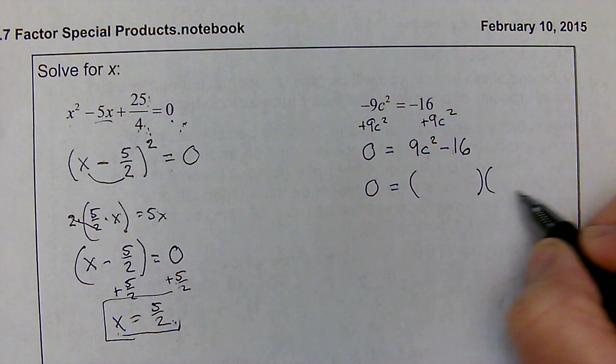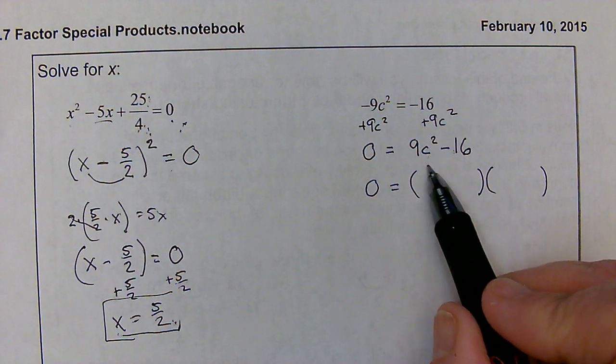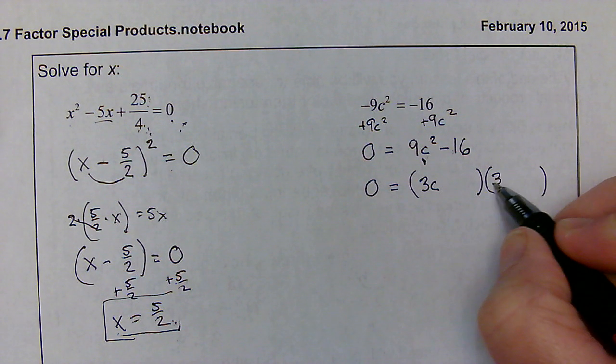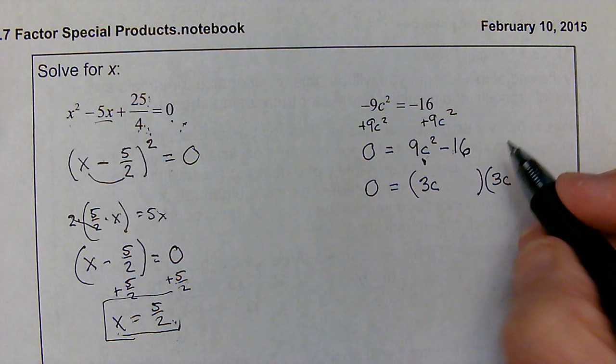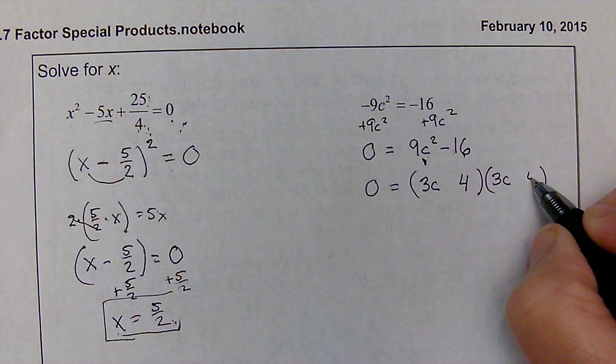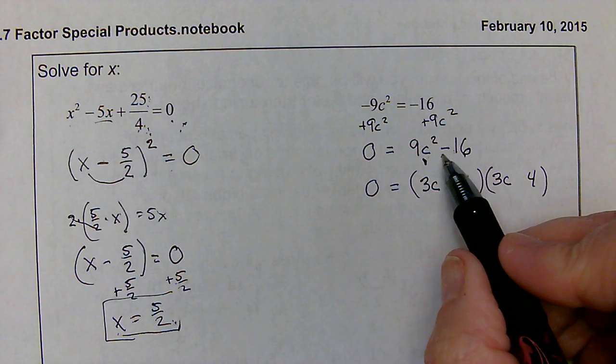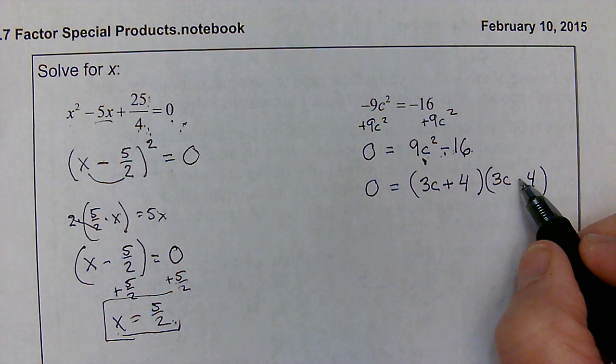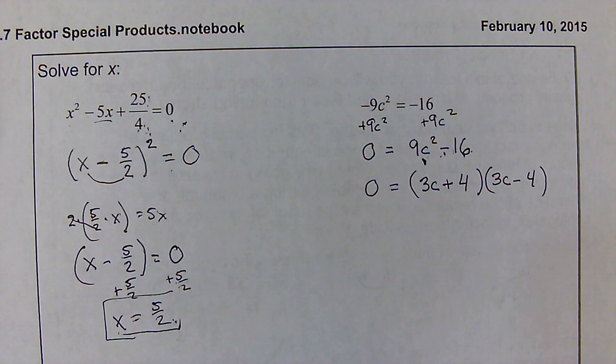So I put two sets of parentheses. Square root of 9c squared is 3c. That goes at the beginning. The square root of 16 is 4. That goes at the end. We have to have different signs so that the 16 ends up negative, so I put a plus in one and a minus in the other.